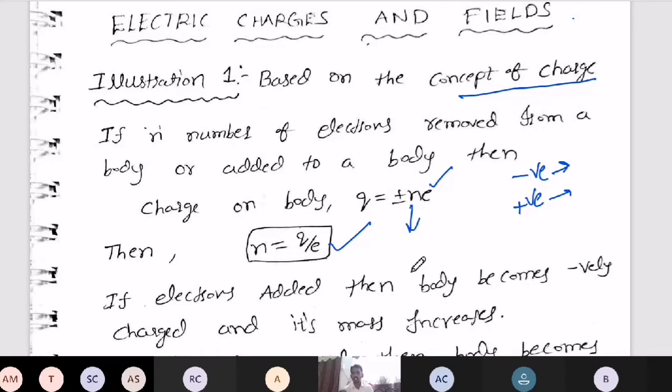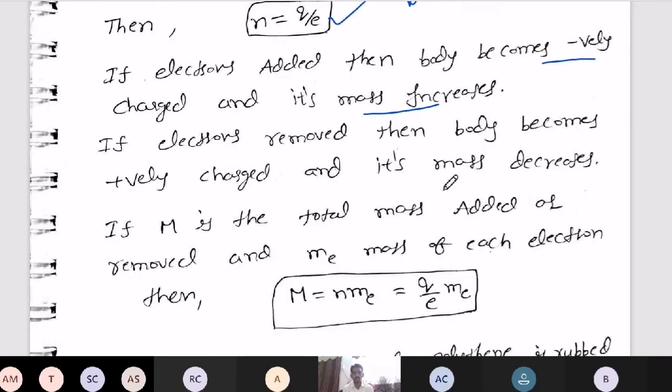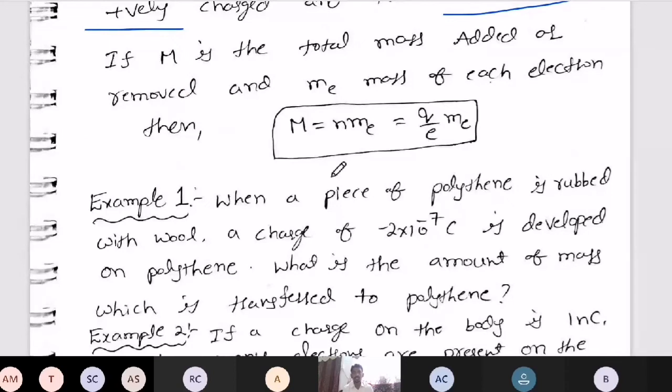So the first kind of question that can come in this chapter is this one. This is illustration 1. Here I have written everything clearly. Electrons added means negatively charged and electrons removed means positively charged. When you add electrons mass increases, and when you remove electrons mass decreases and it becomes a positively charged body. I have also written the formula for the total mass added or removed, so based on this a question can come.